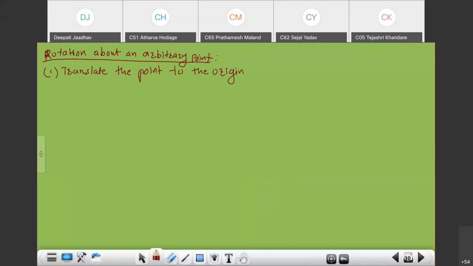Then perform the required rotation, whatever is given. It may be any angle theta or a standard angle like 90 degrees, 180 degrees, etc. Perform the required rotation. And then, whatever the result, translate it back to the original center of the rotation.